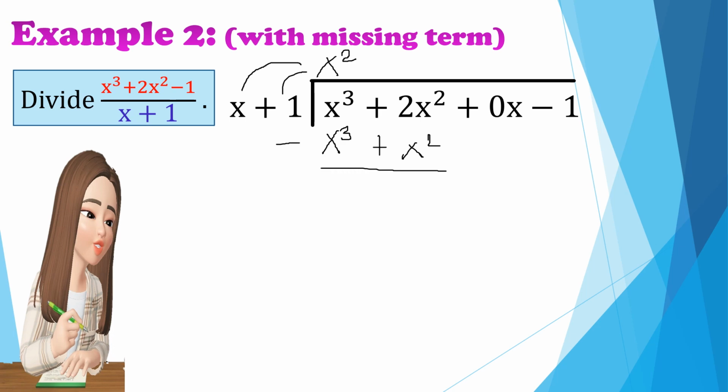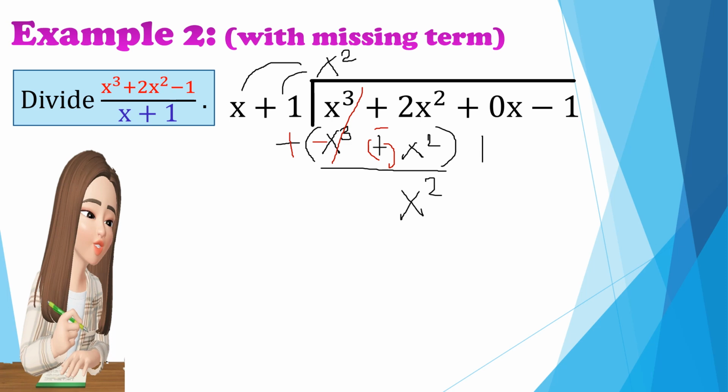When we subtract, we are going to change the sign of all the terms of our subtrahend. So here, from being positive x cubed, this will become negative x cubed. And this one, from being positive x squared, this will be changed to negative x squared. And the minus here will become plus. Now, let us add. X cubed plus negative x cubed, this will be cancelled because this is equal to 0. 2x squared plus negative x squared, that is equal to x squared.